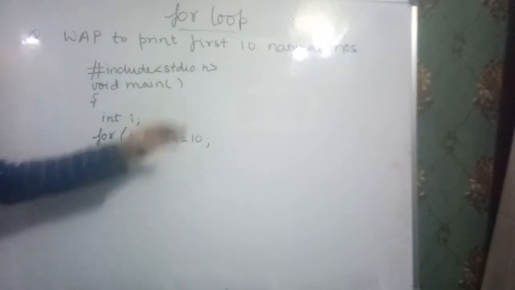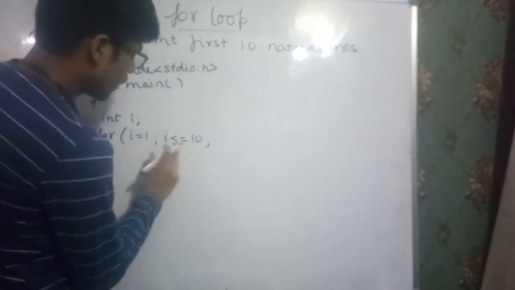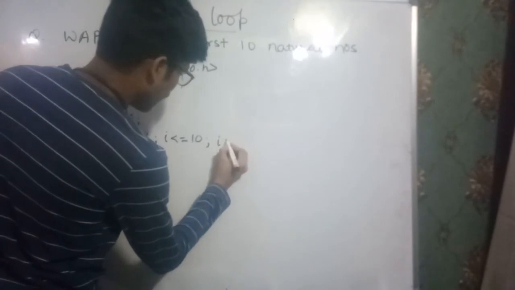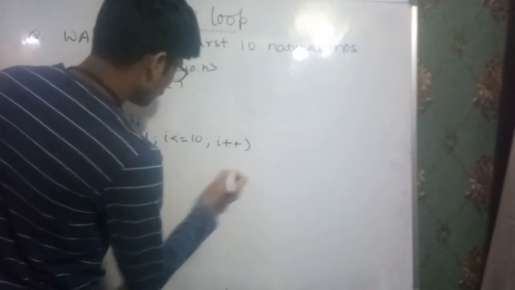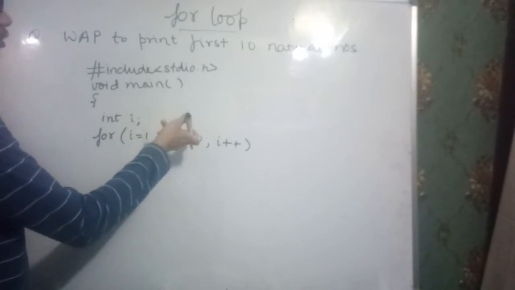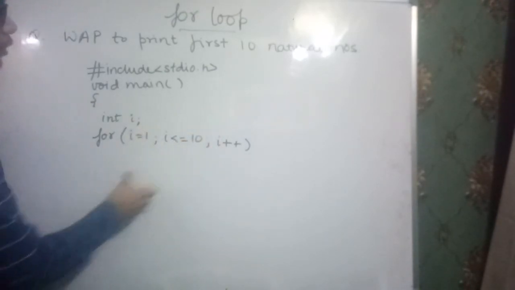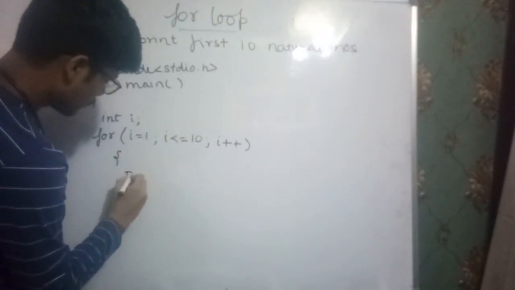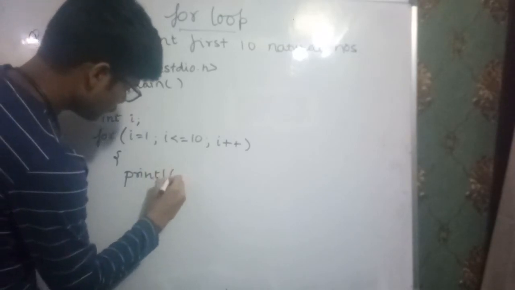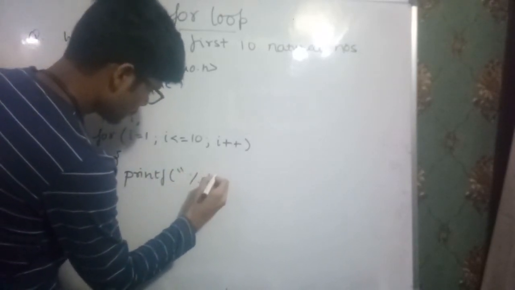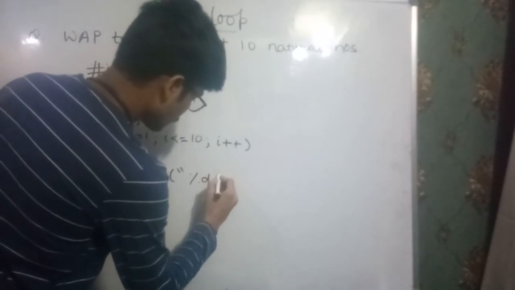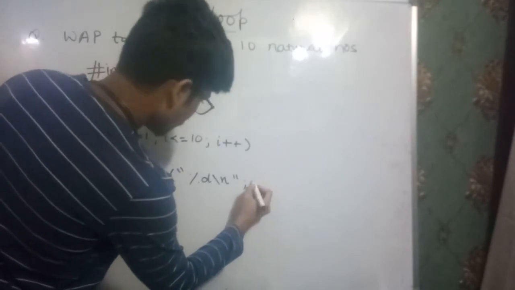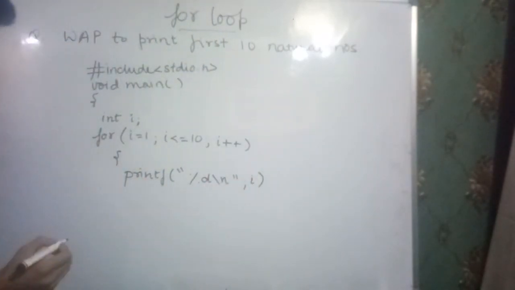We need to run the loop in order to print the first 10 natural numbers. After every iteration or loop sequence, we need to update the expression. As I have told you, first you need initialization, then condition, then body of the loop, and after that you need to update. So printf("%d\n", i). Hope you get it till here.